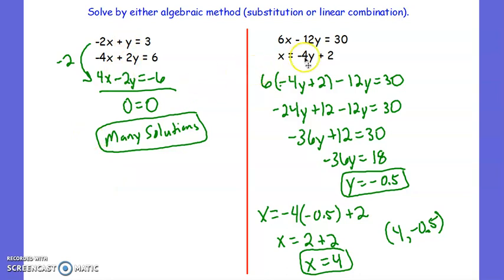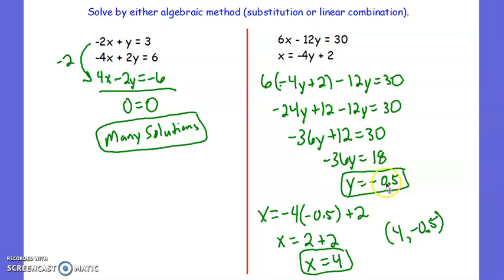Over here at the right, again, I noticed I was solved for x in the second equation, so I substituted instead of using linear combinations. A great time to substitute. So 6 times x being -4y plus 2. Right? Take out x, substitute in what it's equal to. Then I continued with -12y equals 30, distributing the 6, then adding like terms to make -36y, followed by subtracting 12. 30 minus 12 makes 18, and dividing by -36 made a -1/2.